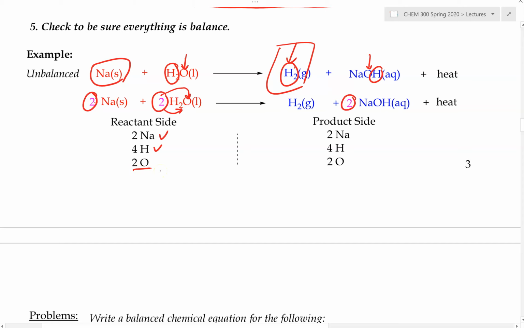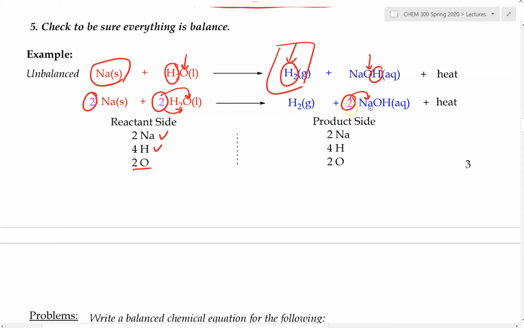So those are the amount of sodium, hydrogen, and oxygen we have on the reactant side. Let's now check them on the product side. So if we were to go over here, again, take this 2 and distribute them. This is why we call this the multiplication factor.